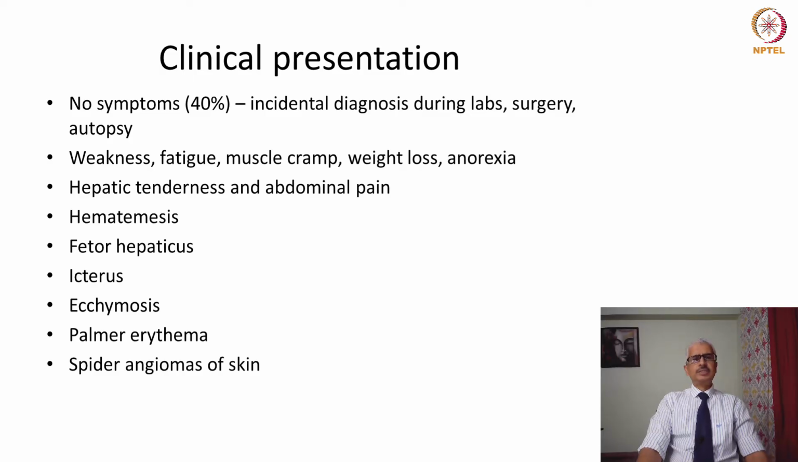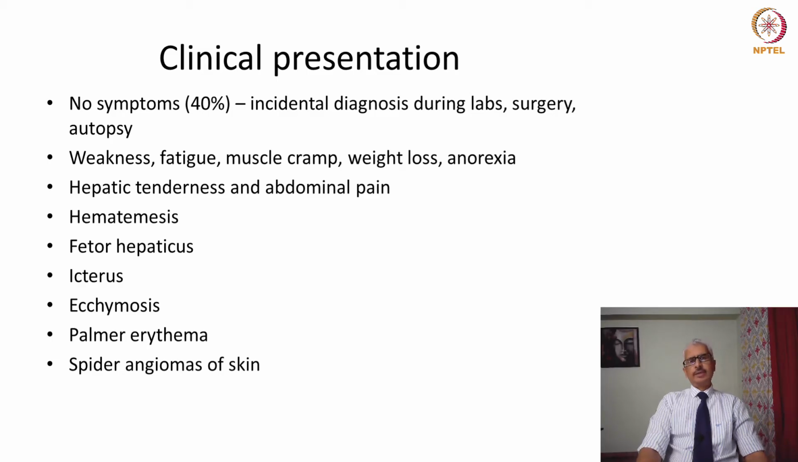skin. Hematemesis is primarily due to the gastroesophageal varices due to portal hypertension. The fetor hepaticus is due to production of the mercaptans by the GI bacteria and shunting of the portal blood to the systemic circulation. Now, icterus is due to accumulation of the bile pigments. Now, this icterus or jaundice has a very good correlation with the severity of the liver failure. So, the more the icterus, the more likely the severity of the liver failure.